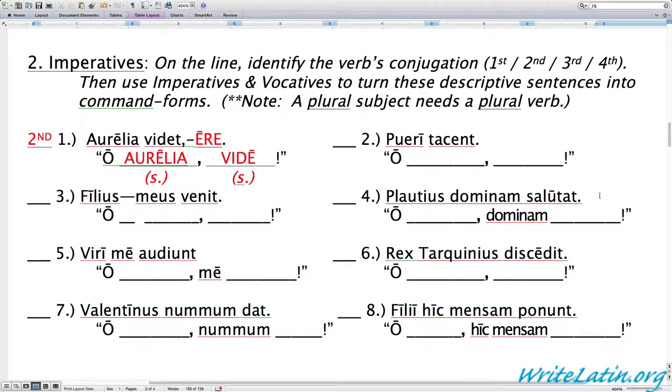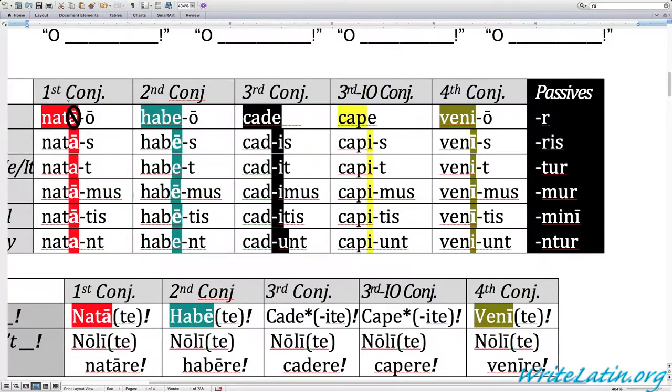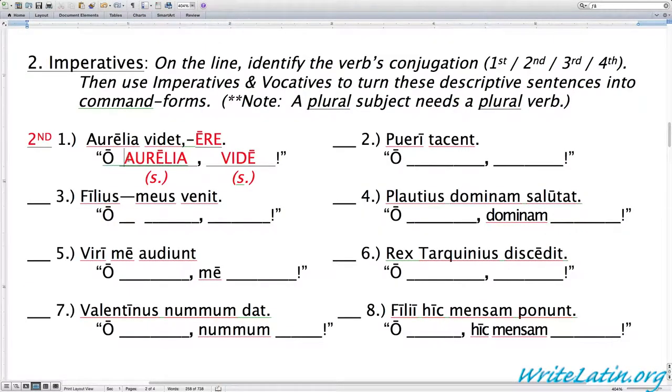As for, let's see, salutat in your vocab list, it's going to look like salutat, salutare with a long A there. And so I would know that that would be first conjugation because the characteristic of the first conjugation is long A. All right, so I used my command form of the noun, also called the vocative, and I used my command form of the verb see, also called, hopefully you now know, the imperative. Notice, a plural subject needs a plural verb. Here we only had a singular subject, so we only needed a singular verb. But be careful. I think number two and maybe a couple others have plural subjects.